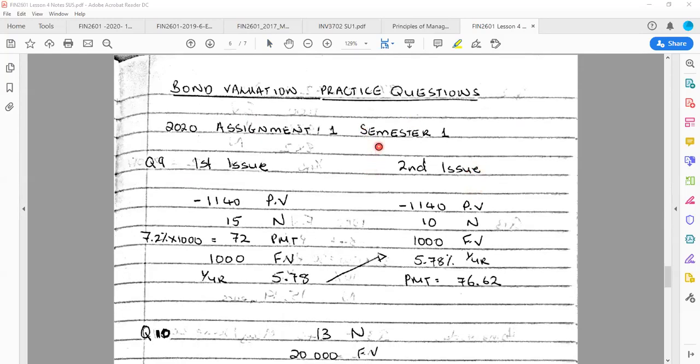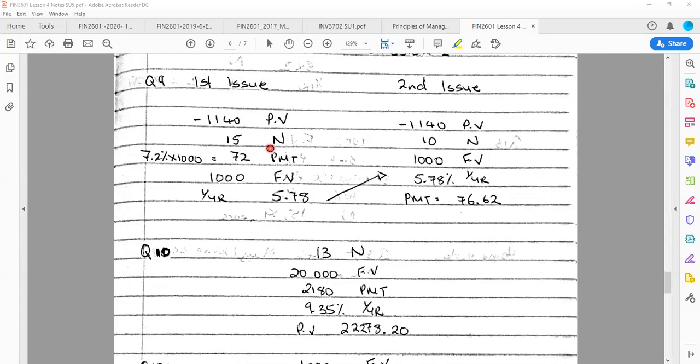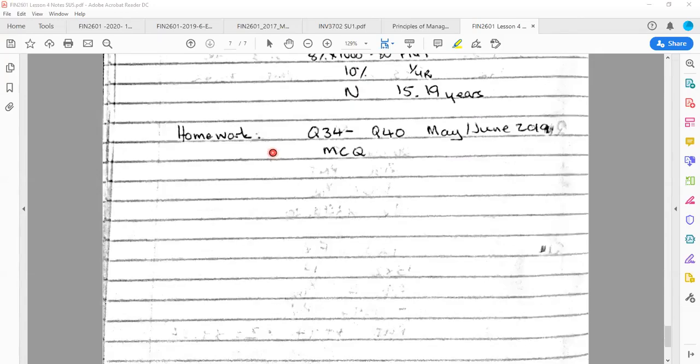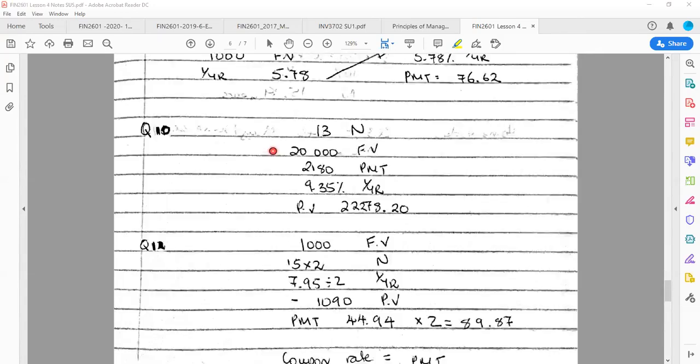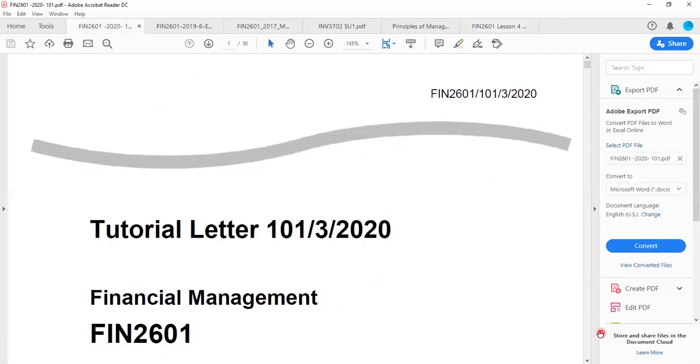Just to get you even more familiar with bond valuation practice questions, I'm going to take you through some questions from assignment 1, semester 1, 2020. I think there are about 5 questions I'll take you through, and after that I'll give you homework so that you can practice on these questions, right?